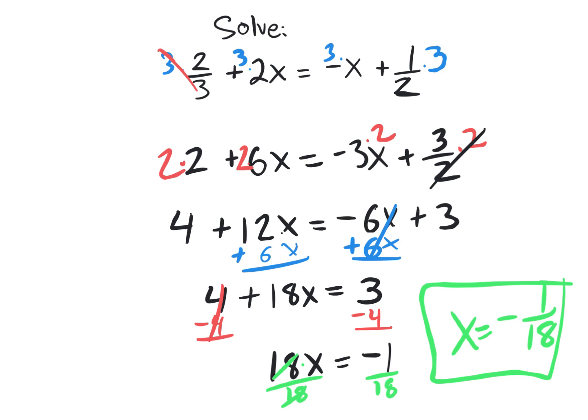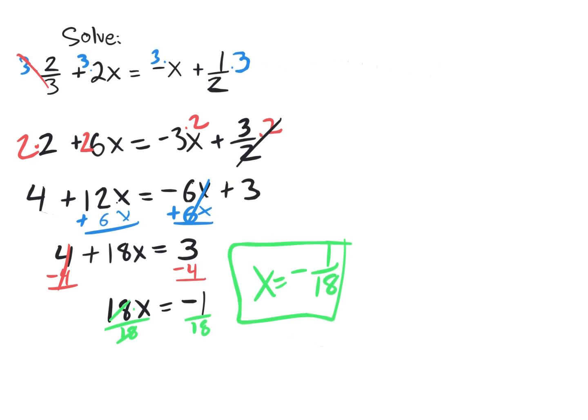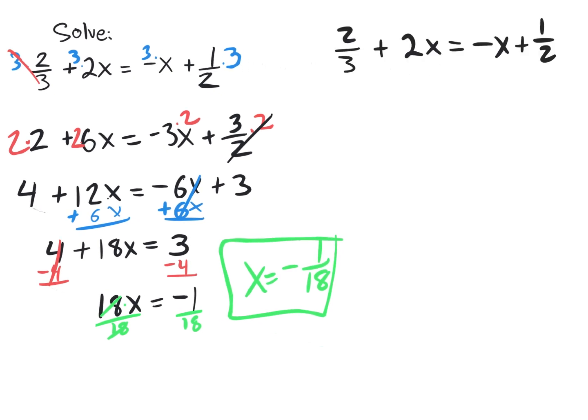Is there a faster way of doing this question? Yes, there is. Maybe I should go through and do that faster way. Check it out. So there's that same equation. I'm going to begin by adding x and adding x. That way I have only 3 terms in my equation instead of the original 4 terms.